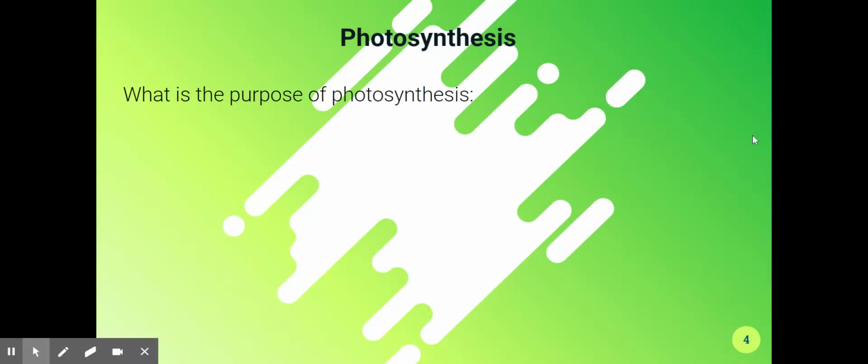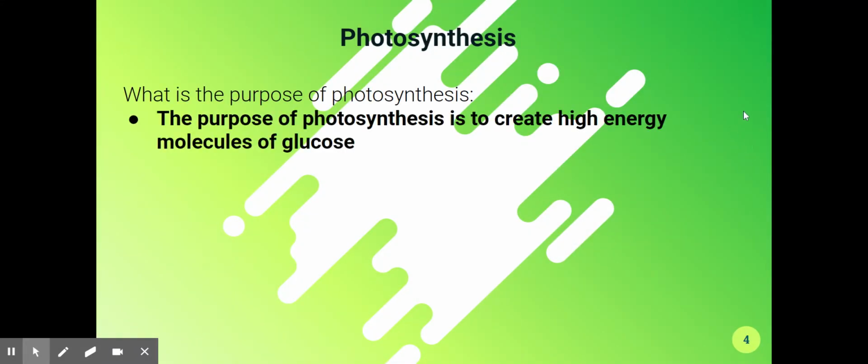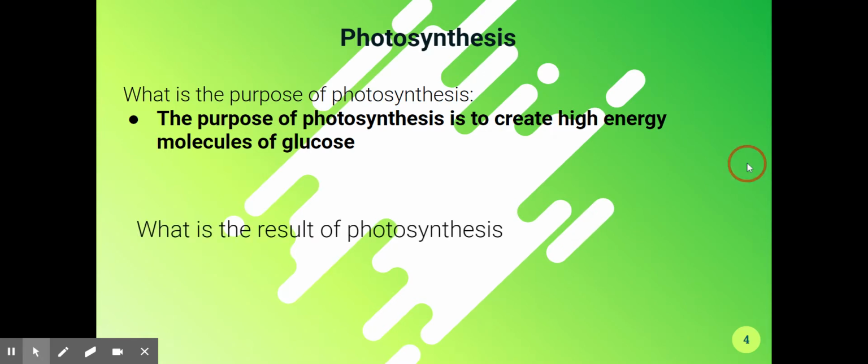So photosynthesis, what is the purpose of it? The purpose is to create a high energy molecule of glucose. Glucose is a sugar that our body uses to undergo the process of cellular respiration, and we're going to get into that on a whole other video, but that is the purpose of photosynthesis. The result of photosynthesis is to create glucose, okay? So the purpose is to create high energy molecules of glucose. The result is glucose. Now, I'm going to expect you to understand all the other parts that come with it, but for now, just the simplest form, photosynthesis is about making glucose.